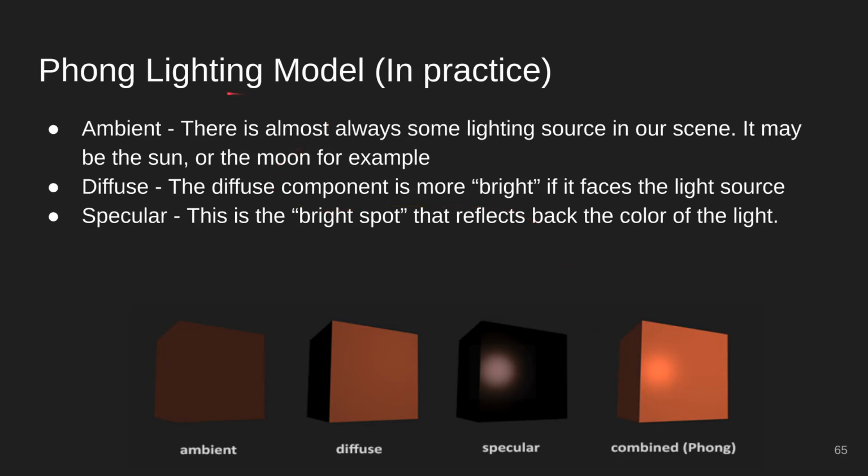So again, in our Phong lighting model, three components: ambient, diffuse, and specular. The ambient component, again, is just that there's almost always some lighting source in the scene, the sun, the moon, whatever. The diffuse component brightens up faces that face the light source uniformly here. And then specular is the bright spot that reflects back the color of the light.